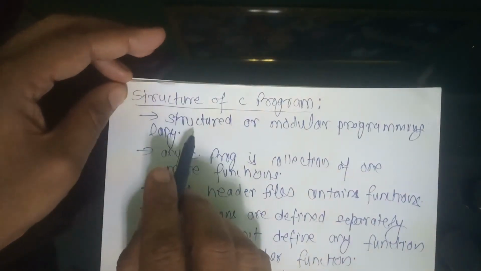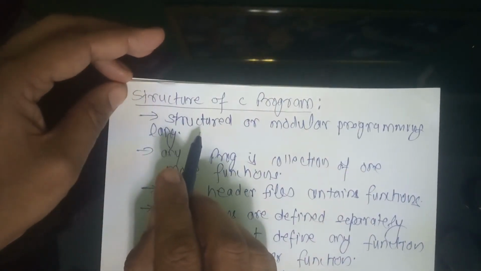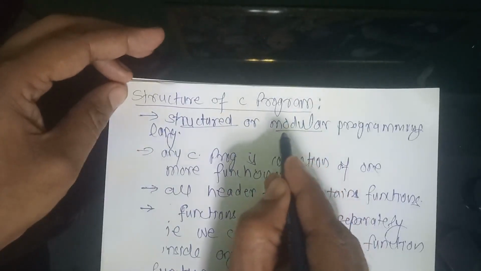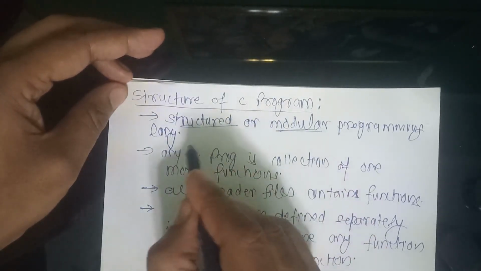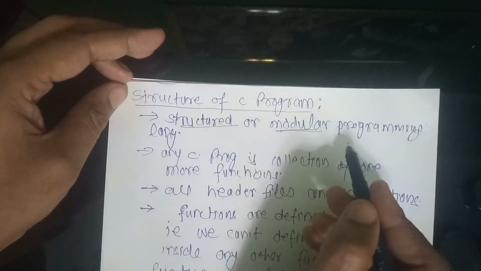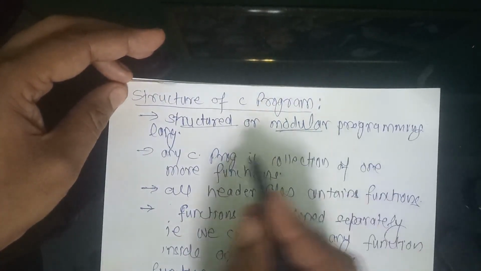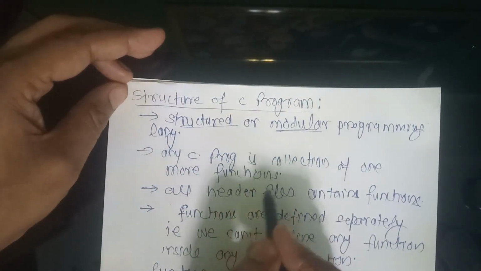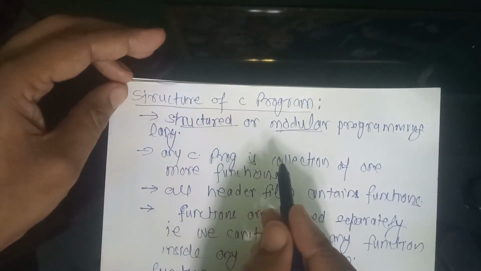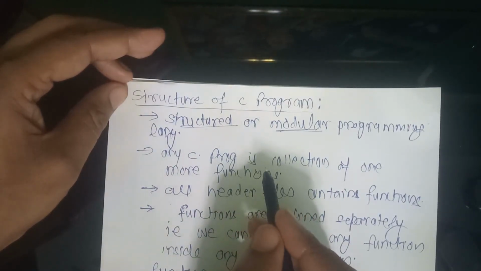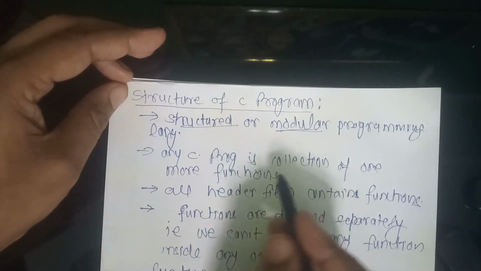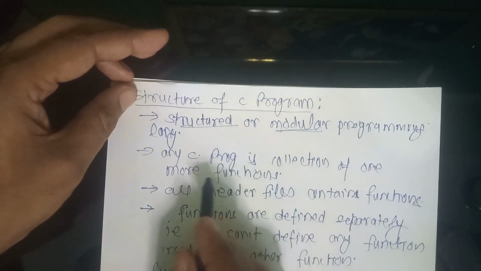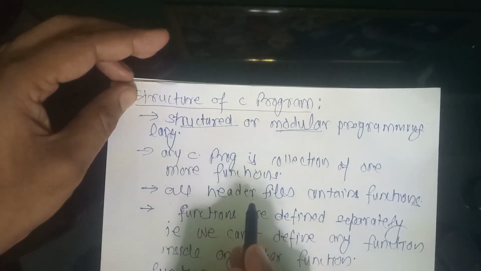As we have seen in previous lectures, C is a structured or modular programming language. This means module means function or subroutine or task. So any C program is composed of only functions, either it may be a header file, a user defined function, or the main function. So first of all we must understand that any C program is a collection of functions only.